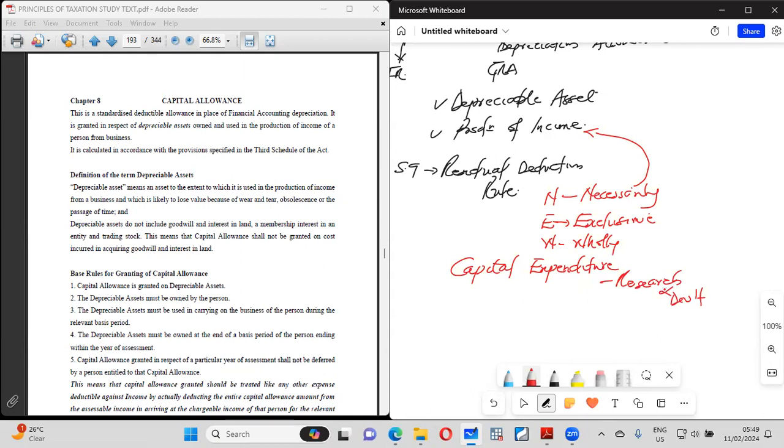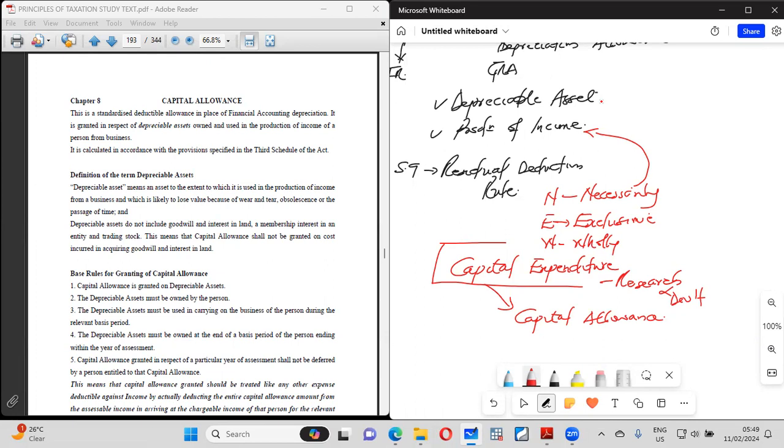Now, because of that, those that are capital in nature, what you get for them is what? Capital allowance. Capital allowance. All right, so that is that. Capital allowance is simply the part of the asset that the GRA allows you to recoup, to get back on a regular yearly basis, to defray the cost of using the assets. All right, so basically that is that.